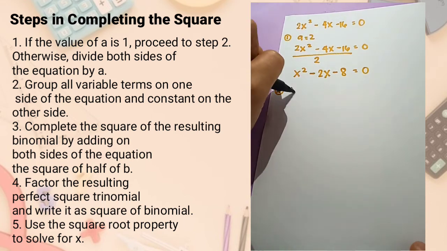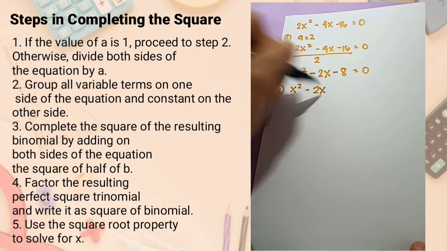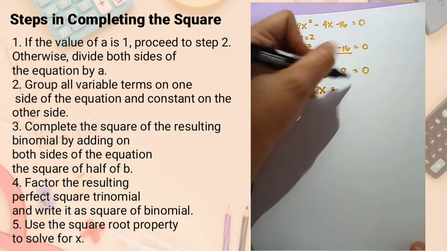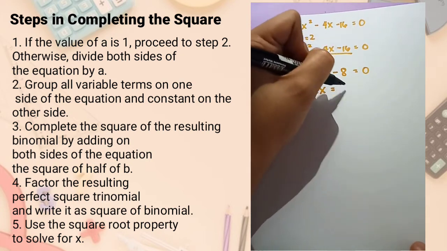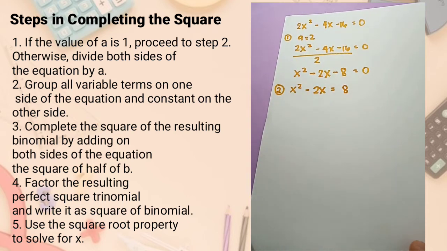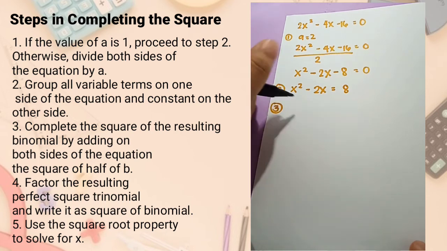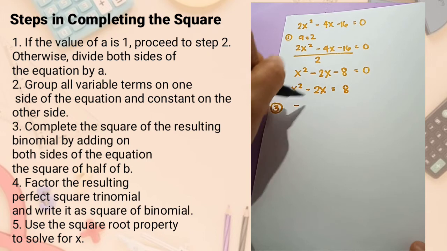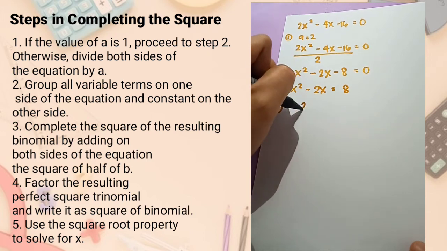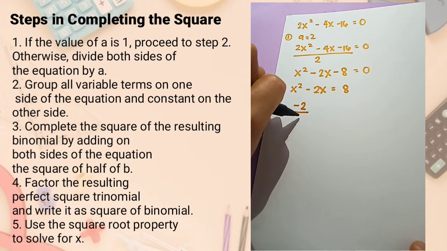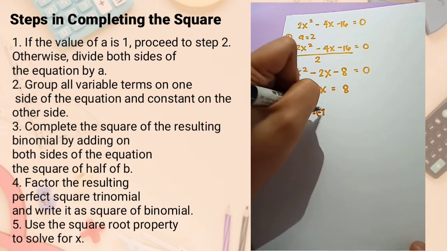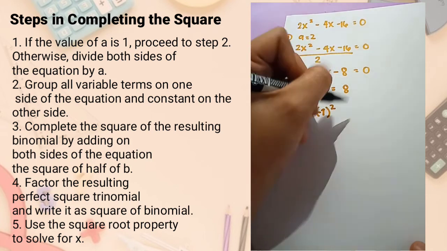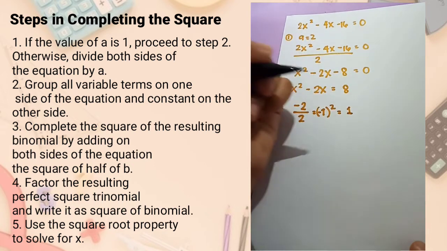Then, proceed to step 2, kung saan isusulat natin yung lahat ng variable dun sa left-hand side at equals to the constants. So, yung value ng c. Itong negative 8 ay magiging positive 8 na siya. Okay? Then, step 3. Kukuhanin natin yung value ng b. Ito yung value ng b na negative 2. Then, i-divide natin sa 2. Magiging answer ay negative 1. Kukuhanin natin yung square ng negative 1. So, ito ay positive 1.